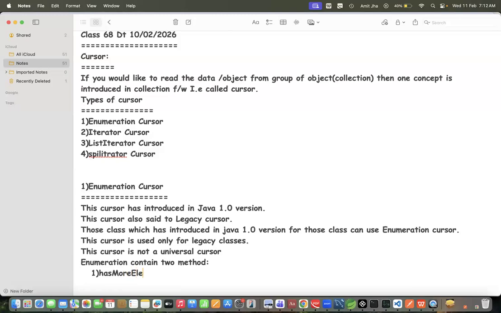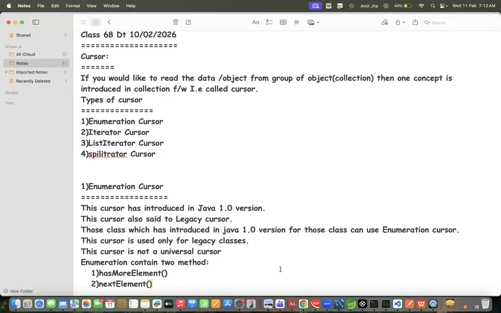No response. Are you understanding or only sitting in the class? Amit, are you understanding? Then you respond. If you understand, respond. Then next is nextElement. All these things I will explain in the code, don't worry.